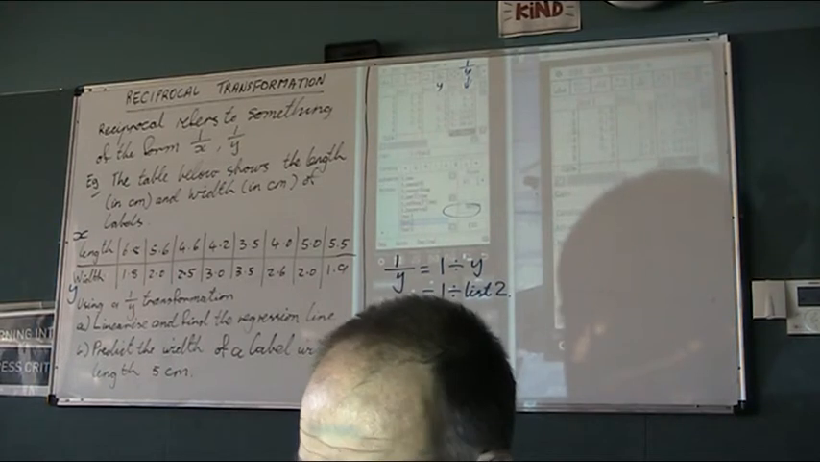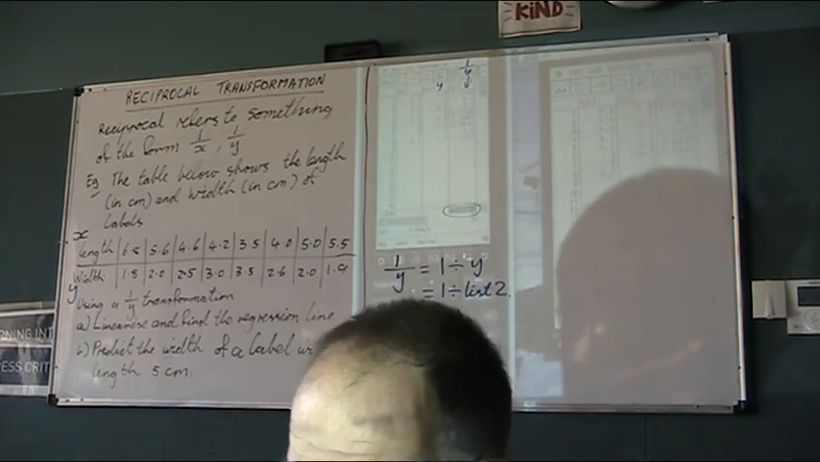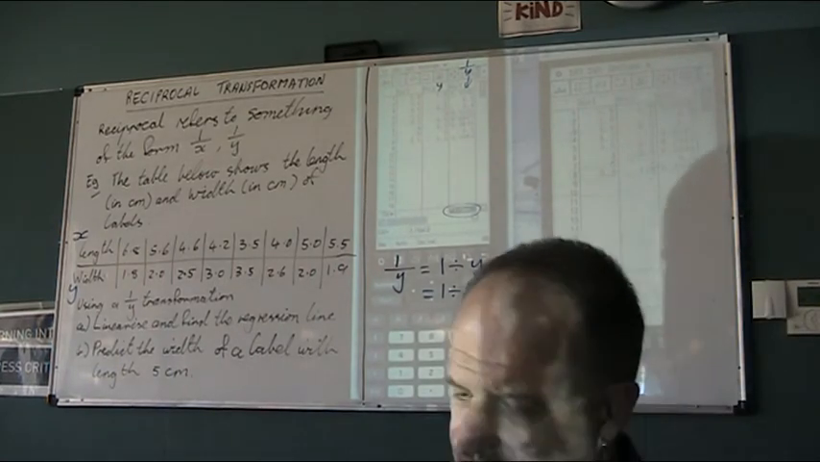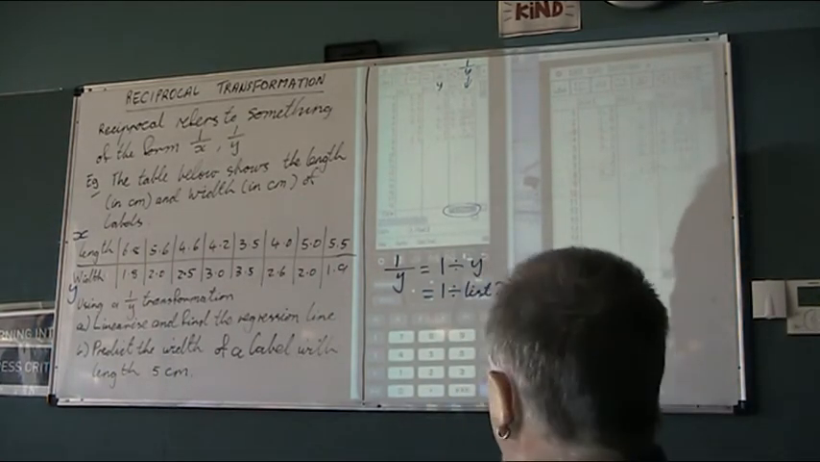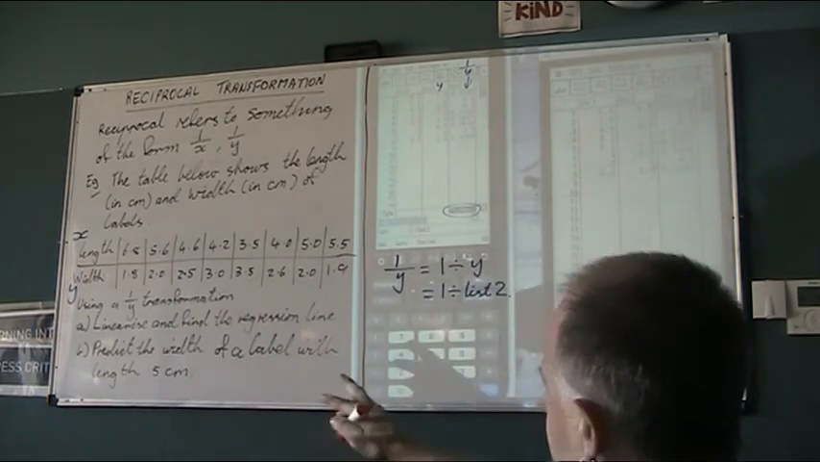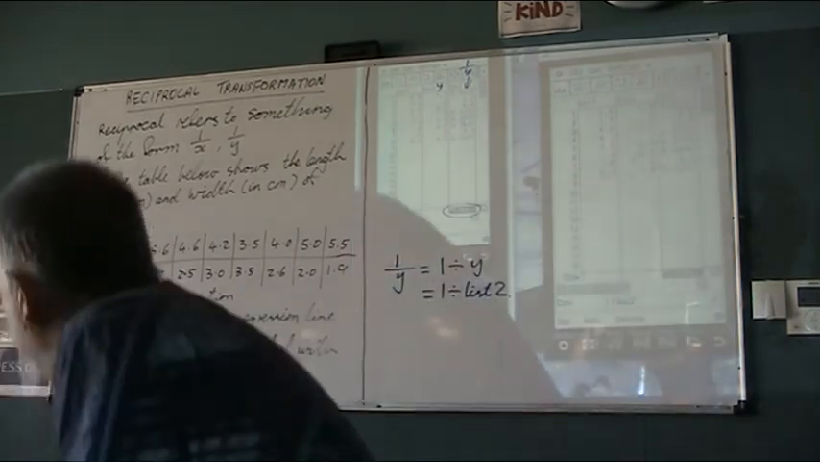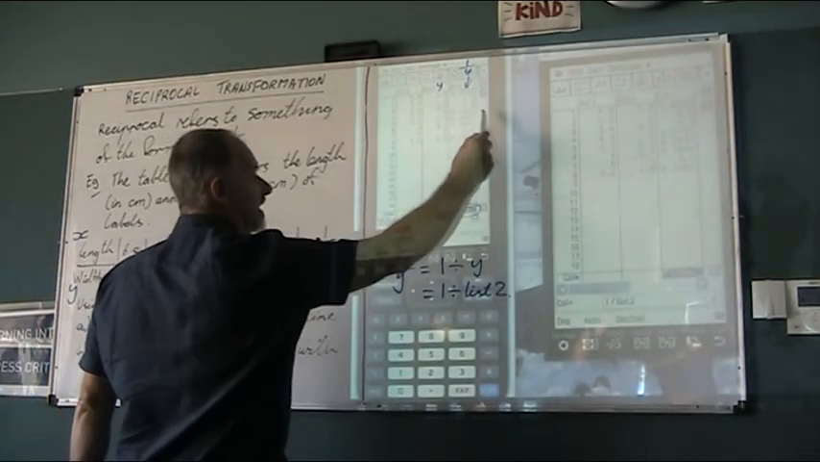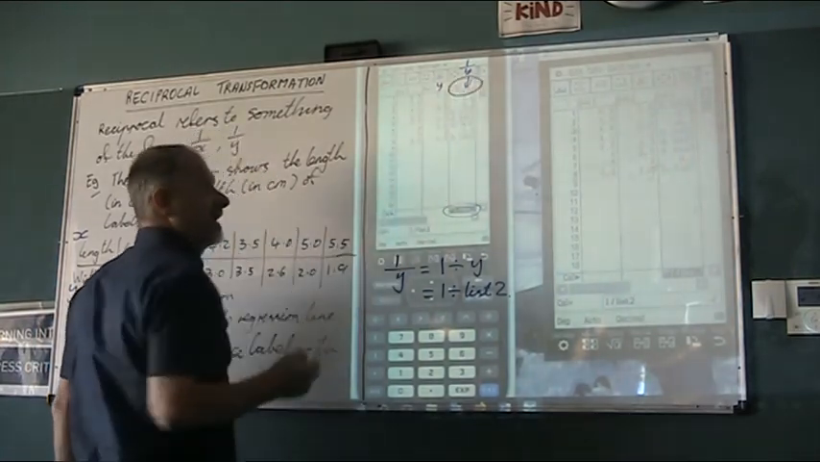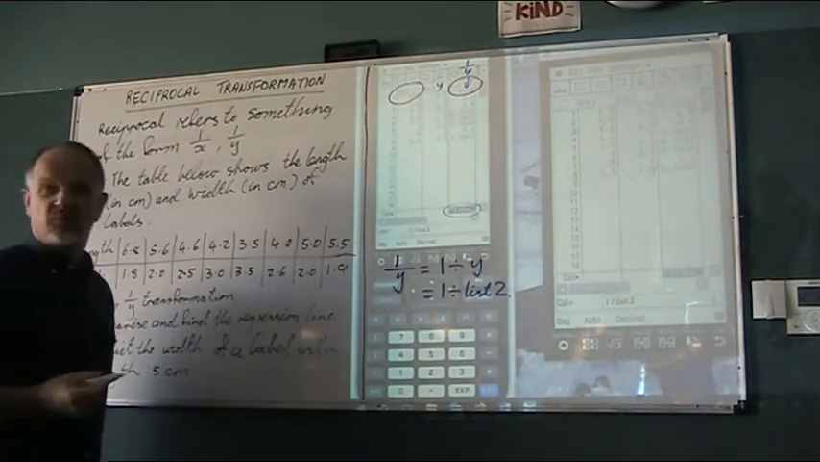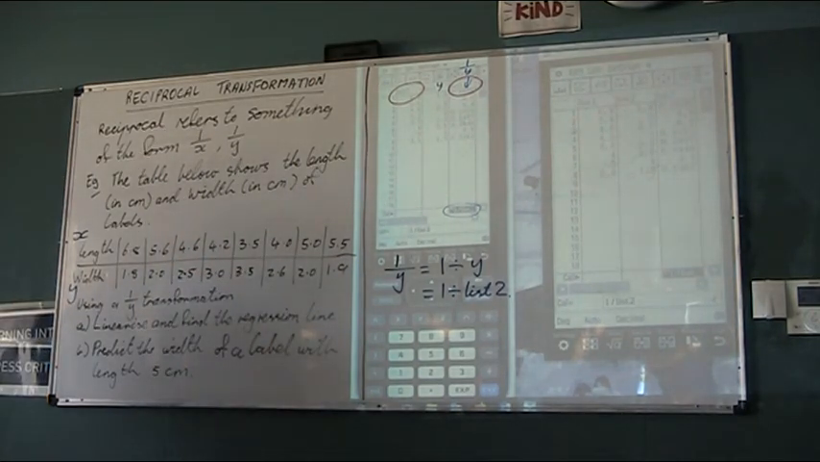I was kidding. Alright. So now I'm going to linearise and find the regression line. So the regression line, I want to use my transformed data and my normal x. And they're the ones I want to use.